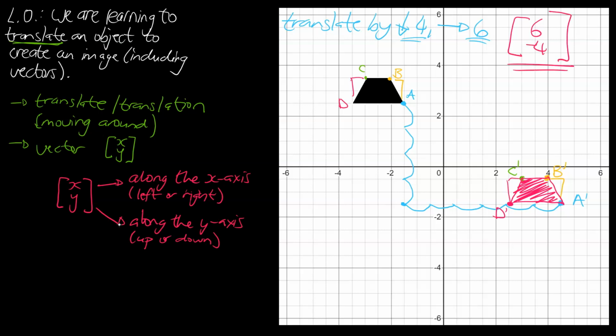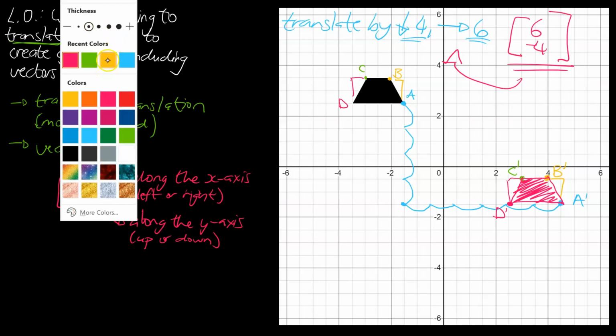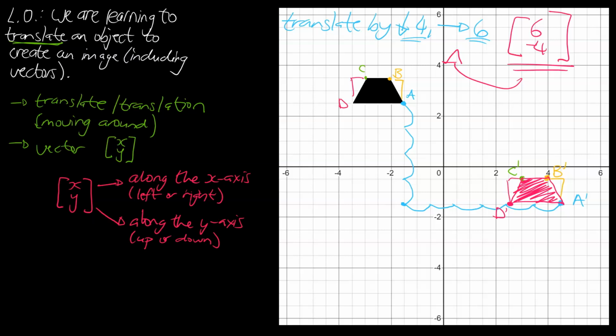So we could use that to describe what we just said in words as well. So let's go through another scenario. Let's move our same trapezium. I'm going to give us the vector of negative 1, negative 6.